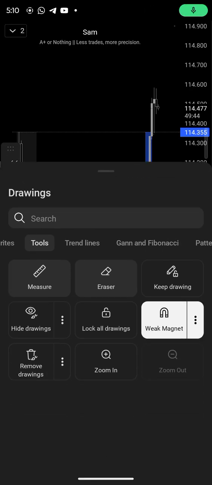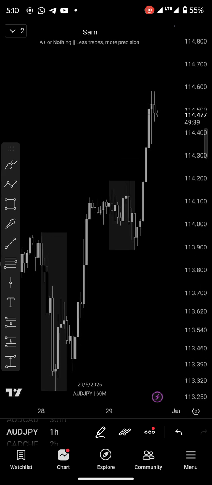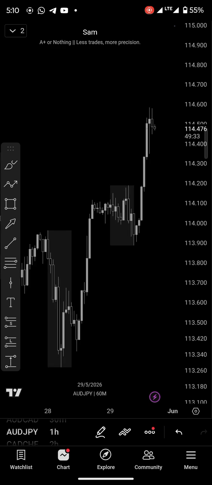AUDJPY and EURUSD, and also XAUUSD, but I wasn't paying attention to the XAUUSD sell, so I mean buy. So I missed the trade, but a friend caught it.